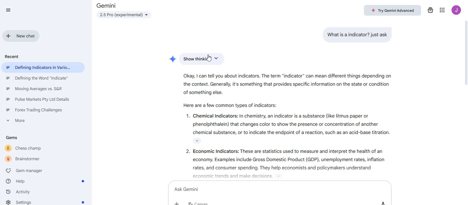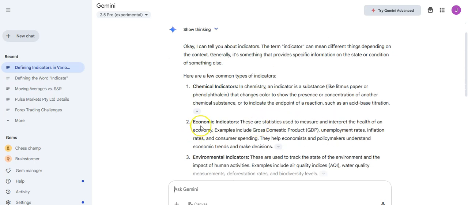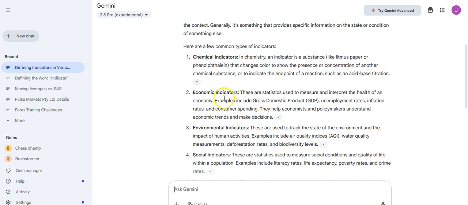reaction. Oh, I love that definition the most. Okay, I love that definition. It says to indicate the end point of the reaction. That's exactly what moving averages do. The indicator moving averages, it indicates the end point reaction. But let's keep going.